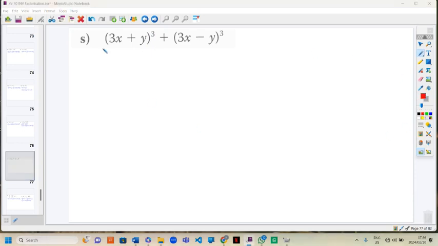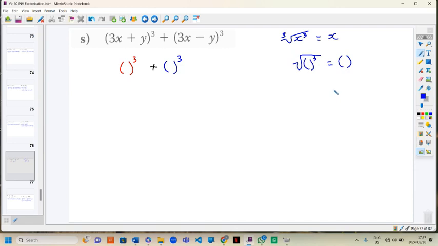I'm going to use different colors here. I'm just going to separate this as a bracket cubed plus a different bracket cubed. Let's look at that. Do I have a sum or a difference? Yes, I've got a sum. Do I have any common factors? No, there are no common factors. Do I have a perfect cube here? Yes. And a perfect cube here? Yes. If I cube root x cubed, we got x. If I cube root a bracket cubed, you're just going to get a bracket. Does that make sense for everybody?